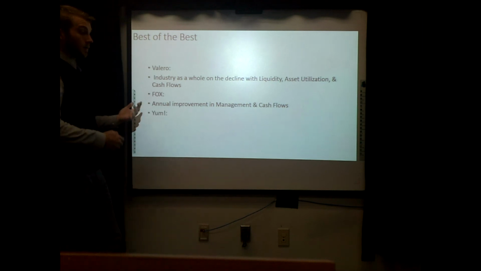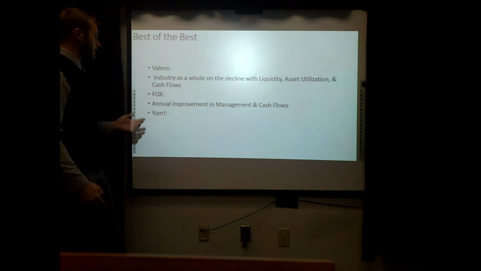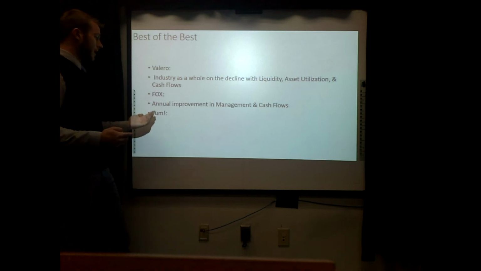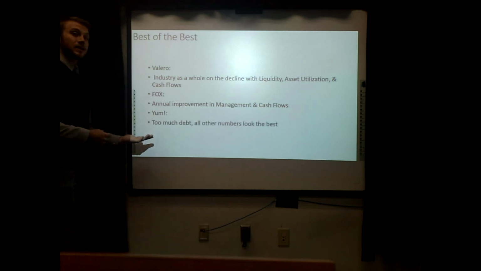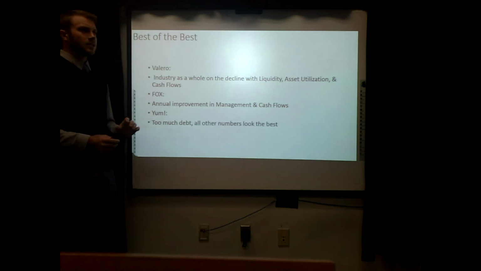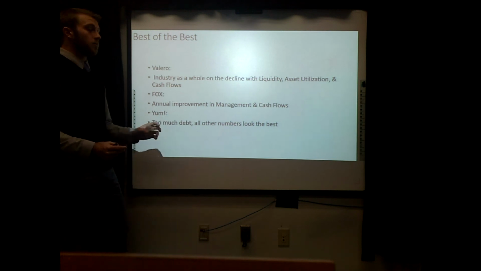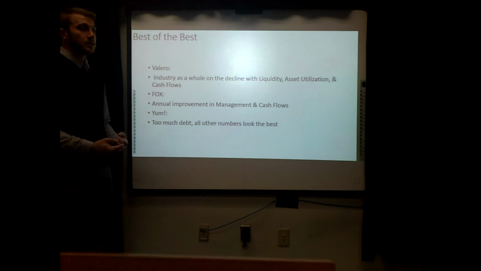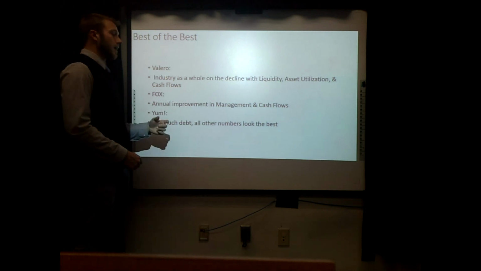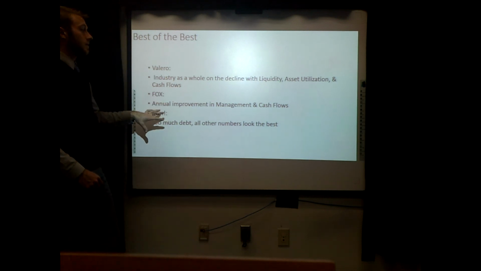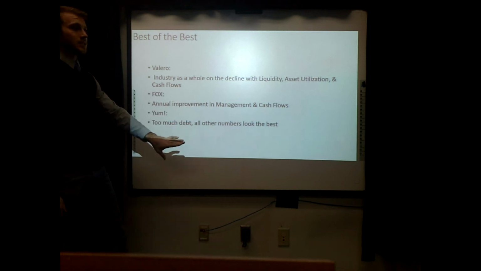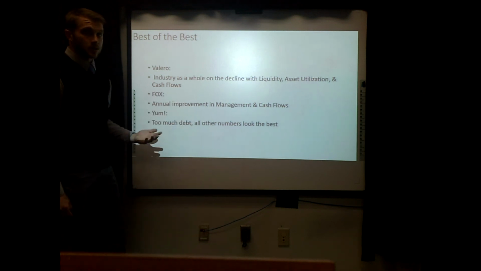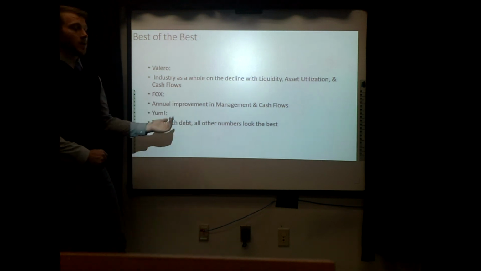Now, last and actually number one overall is Yum Brand. So the people that bring you KFC, well, they had too much debt in 2016. So 2016 made their ROE weird because it had too much debt. If you'll remember, the industry as a whole, everyone except for Wendy's and Shake Shack, had negative ROEs in the year 2016, and that was because they did a bad job with debt. So Yum, yes, too much debt. However, all the other numbers looked the best.